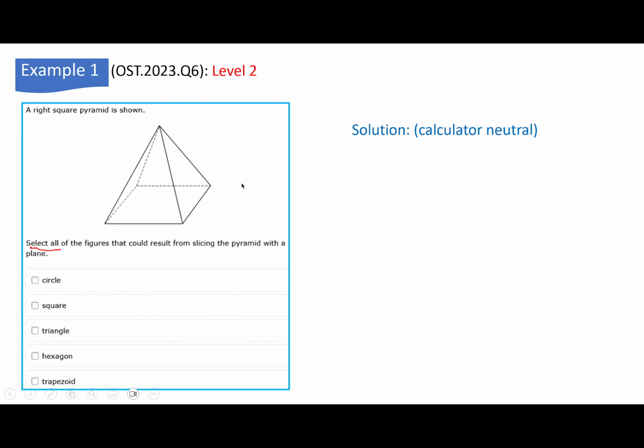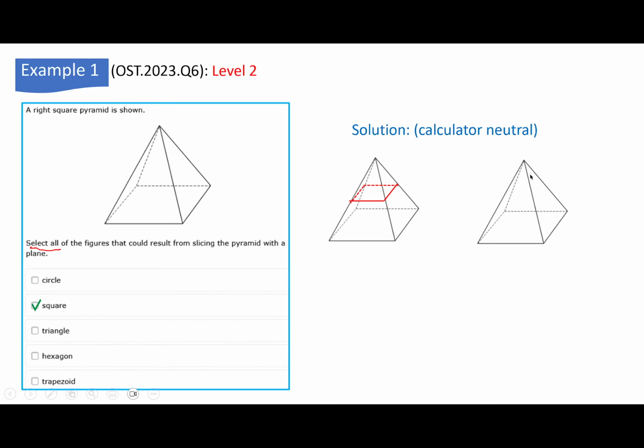So I'm starting to do it with a parallel to the base. Anytime you cut any pyramid parallel to the base, this will look exactly the same as this, except it's smaller. So you get a square. Okay, because that's a square pyramid. So the base is square.